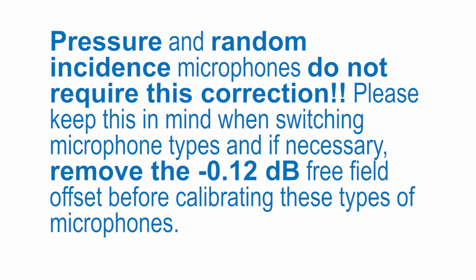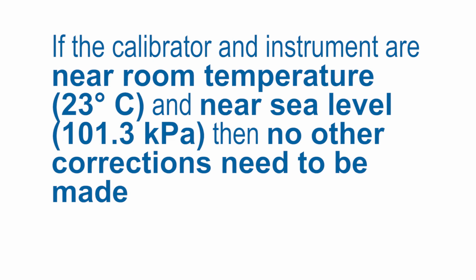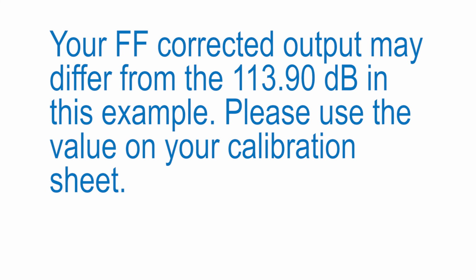However, the pressure and random incidence microphones do not require this correction. Please keep this in mind when switching microphone types, and if necessary, remove the negative 0.12 dB free field correction offset. If the calibrator and instrument are near room temperature, which is 23 degrees Celsius, and near sea level, which is 101.3 kilopascals, then no other corrections need to be made, and we can set the calibrator output level on the instrument to 113.90 decibels. Please remember that the output level of your specific calibrator might be different, so this 113.9 dB is not applicable for all cases.